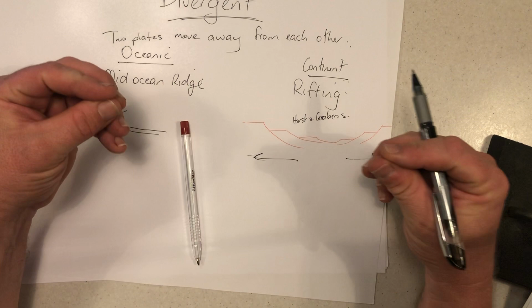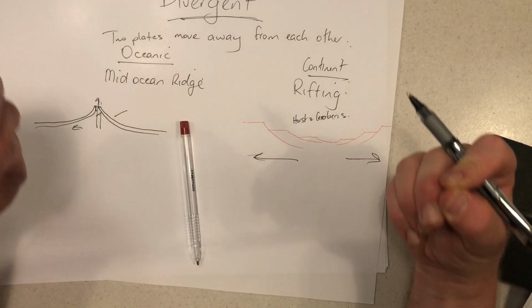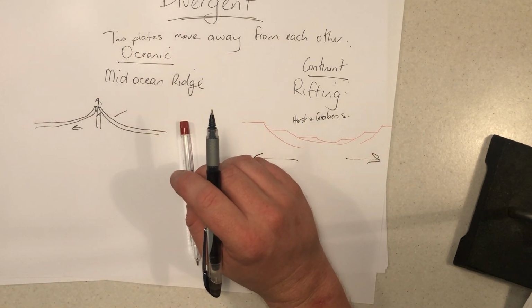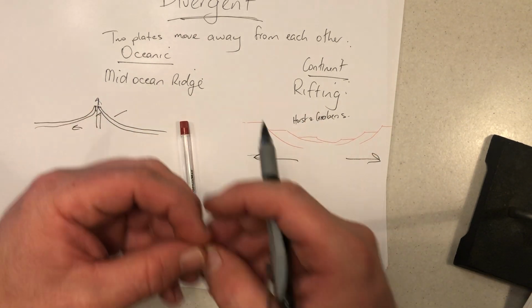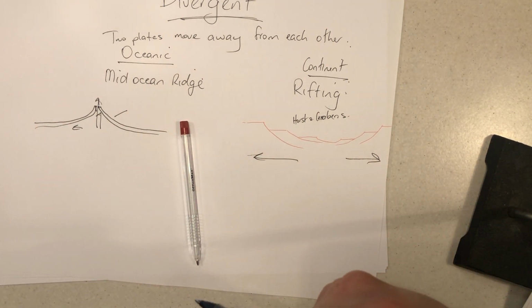Just like you'd pull apart a lolly snake, you notice it gets thinner and thinner and thinner. Well, the same thing happens to the Earth. As you pull it apart, the crust simply spreads and spreads and spreads until it snaps and breaks apart.